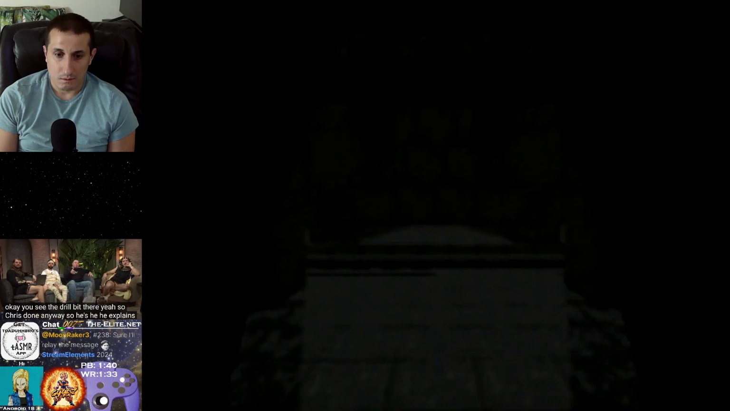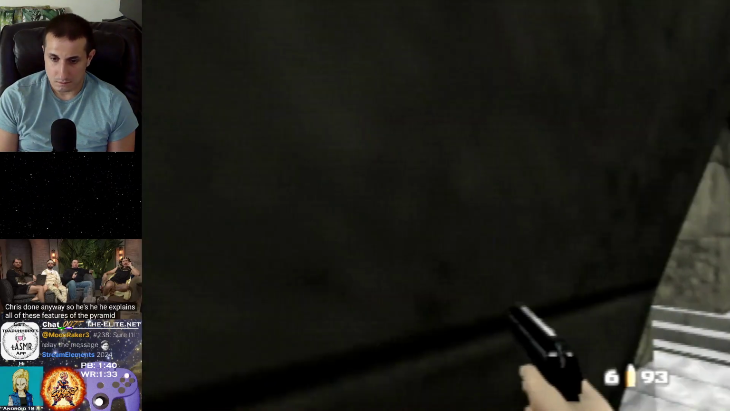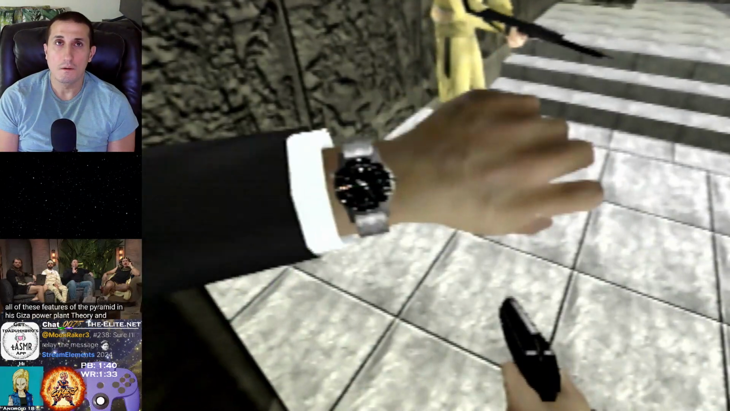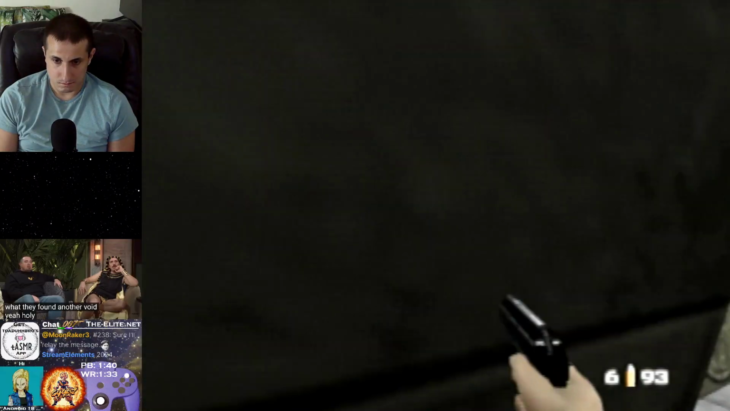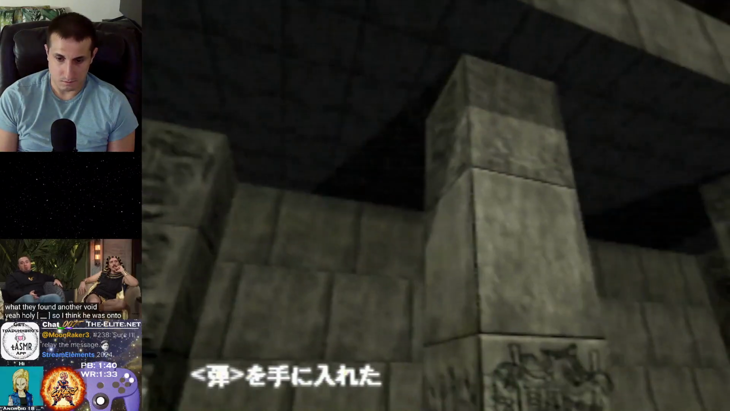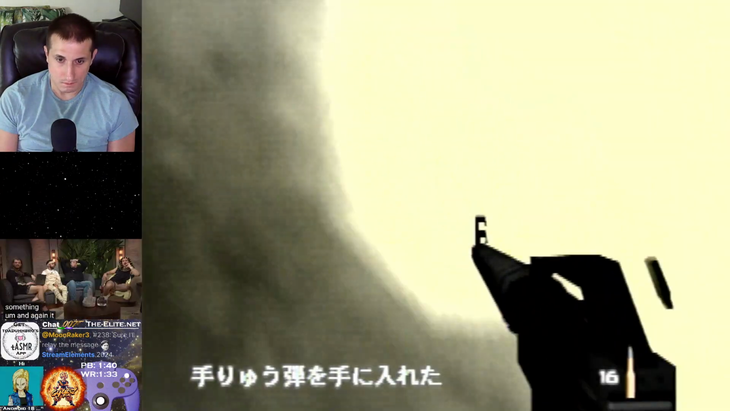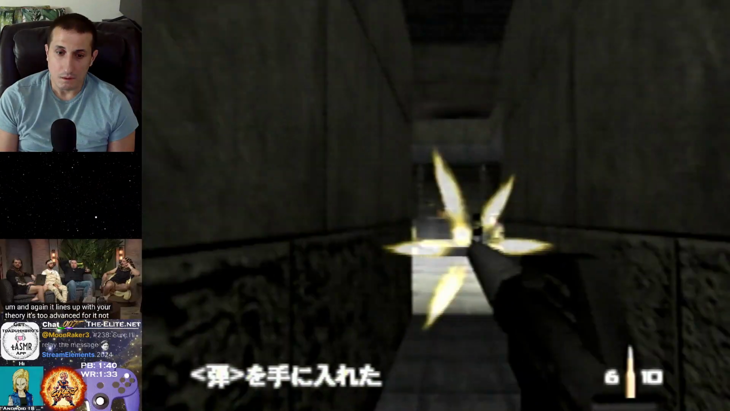Yeah. So Chris Dunn explains all of these features of the pyramid in his Giza power plant theory. And using his theory, before they drilled through the hole, he said what they're going to find is another void and another little door. And they drilled through this wall, and guess what they found? Another void and another door. Holy shit. So I think he was onto something. And again, it lines up with your theory. It's too advanced for it not to be functional.